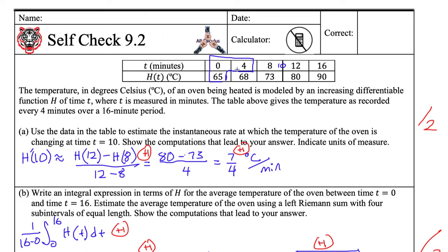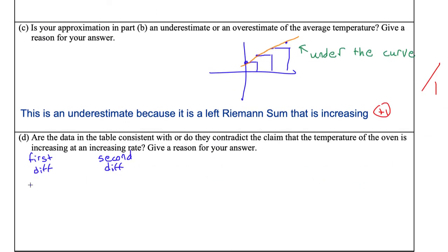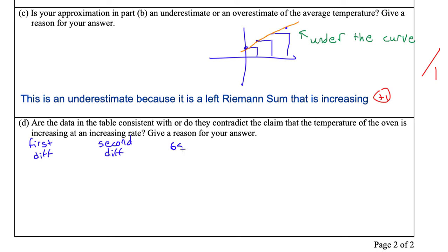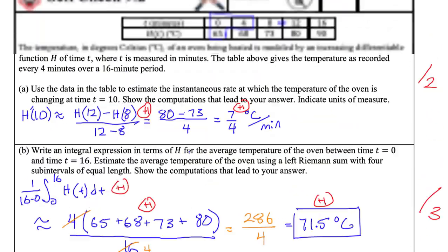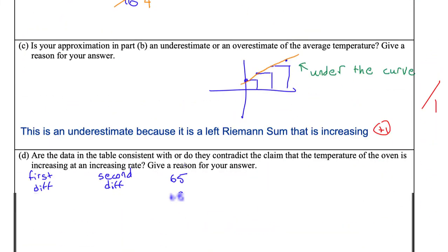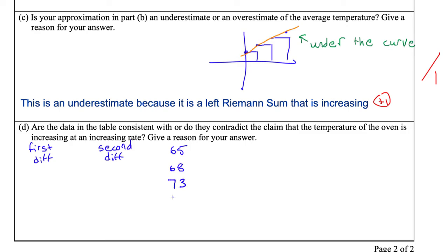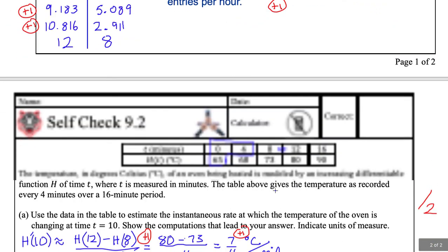I'm going to redraw this table, so I'm going to kind of ignore the t values. It doesn't really matter since they're uniform. If they were not uniform, it becomes such a headache where you have to calculate the average slope for every single one of these. But because they're nice and uniform, I'm ignoring them because they're all going to be the same rate. So I'm just going to list the table: 65, 68, 73, 80, and then finally 90.